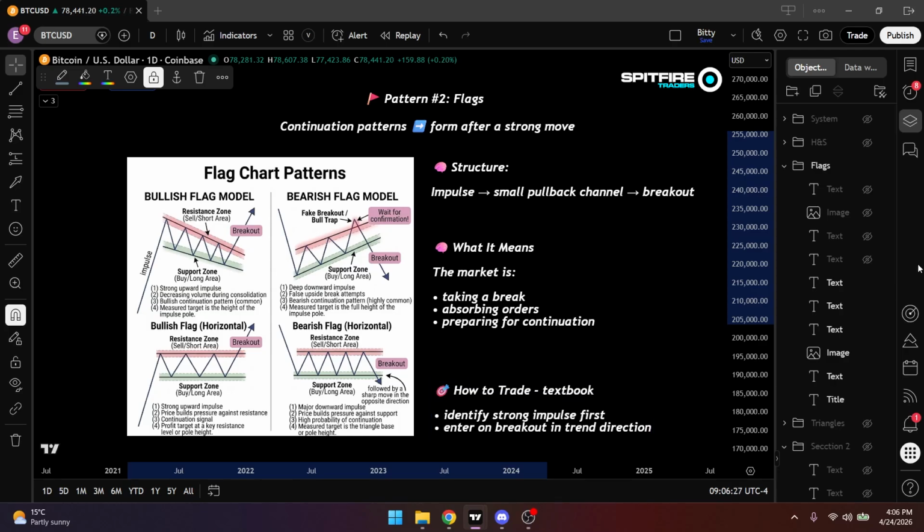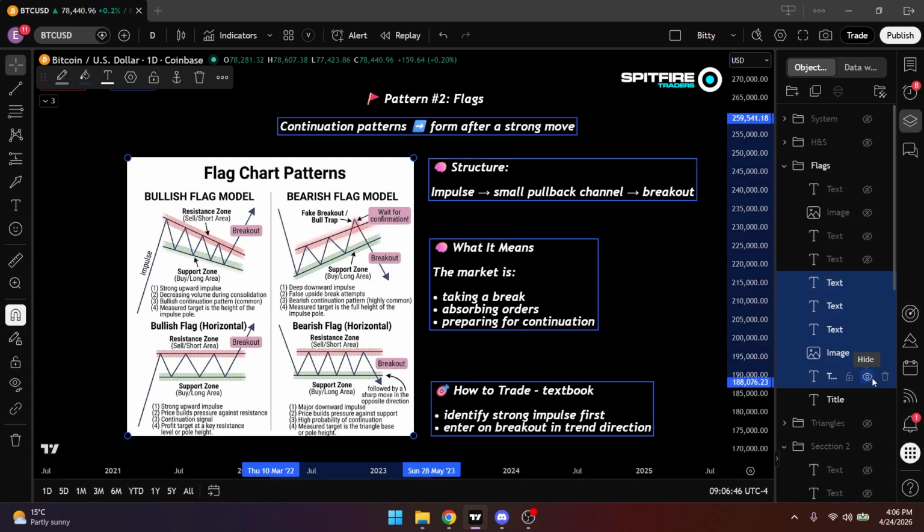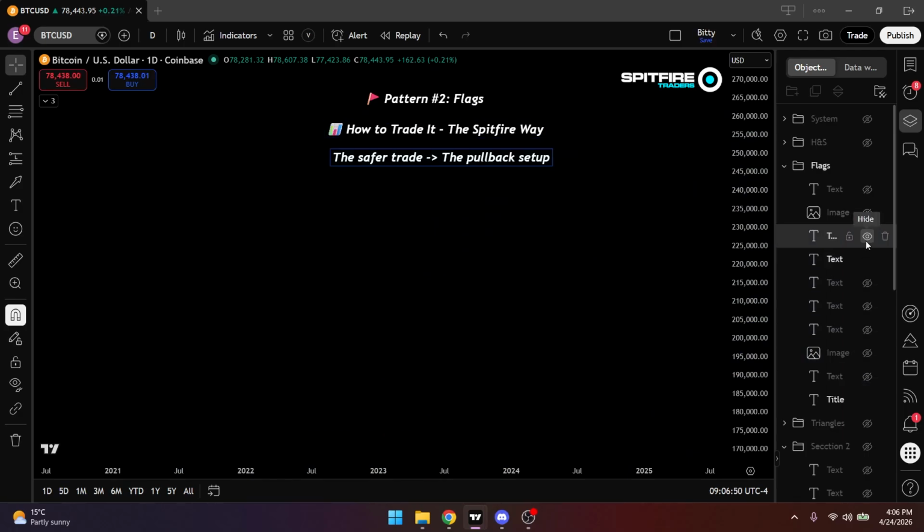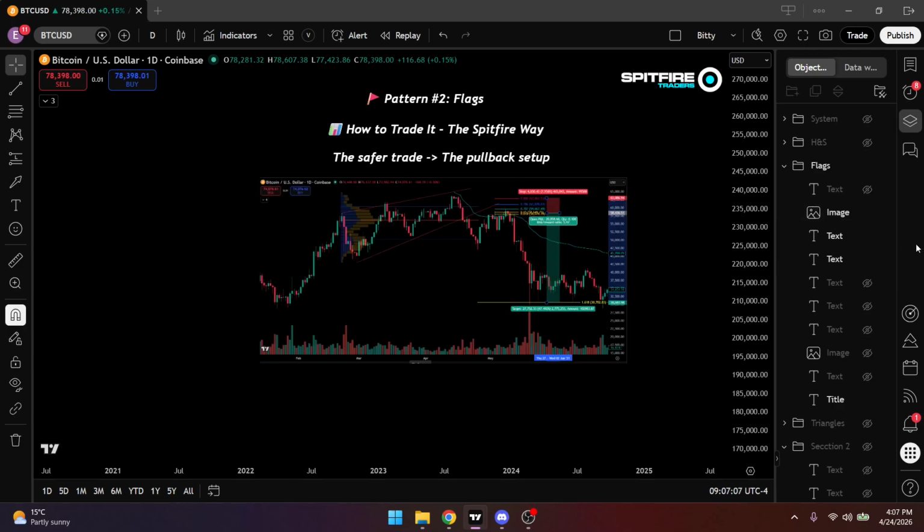If you follow the textbook, you can trade the flag by identifying the strong impulse first and entering on the breakout in trend direction. But as I said, I don't trade breakouts. So let's see a different approach. Think of it as something you already know. Instead of chasing the breakout of the flag, you take the safer trade, the pullback setup. You wait for the market to show you direction. Then you look for confluence: VWAP, Fibonacci, structure, or volume.